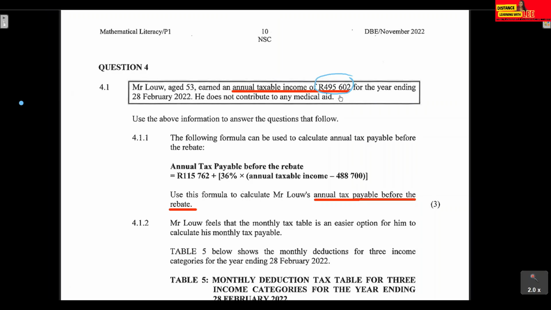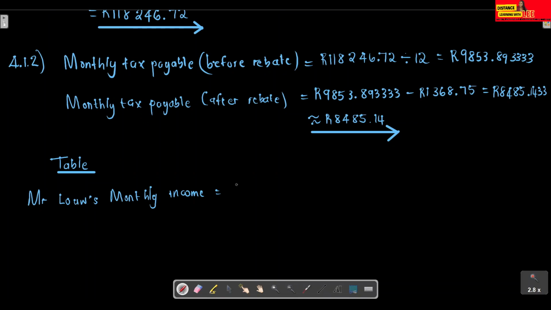So for us to be able to determine what his monthly income is going to be, we're going to take this amount of 495,602 and we're going to divide that by 12. So to get Mr. Lowe's monthly income, we're going to take that 495,602 and divide that by 12, right? So if you punch that into your calculator, you'll get that Mr. Lowe's monthly income is actually equal to 41,301.666667. Okay, right.